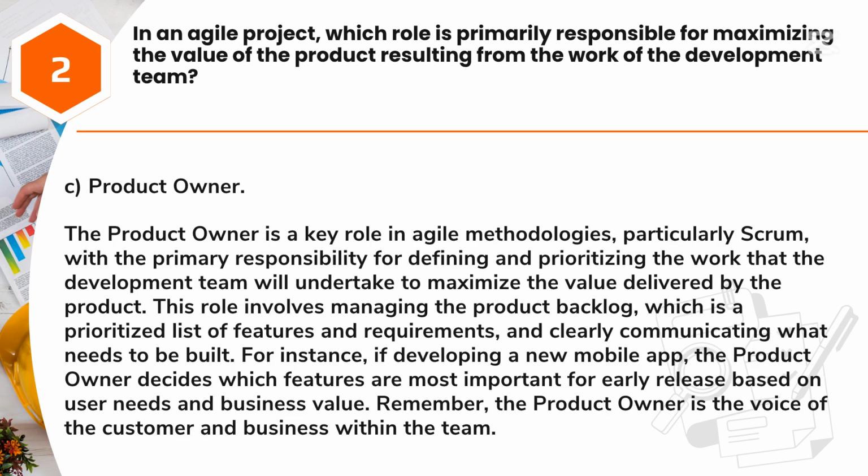Answer: C. Product Owner. The product owner is a key role in Agile methodologies, particularly Scrum, with the primary responsibility for defining and prioritizing the work that the development team will undertake to maximize the value delivered by the product. This role involves managing the product backlog, which is a prioritized list of features and requirements, and clearly communicating what needs to be built. For instance, if developing a new mobile app, the product owner decides which features are most important for early release based on user needs and business value. Remember, the product owner is the voice of the customer and business within the team.